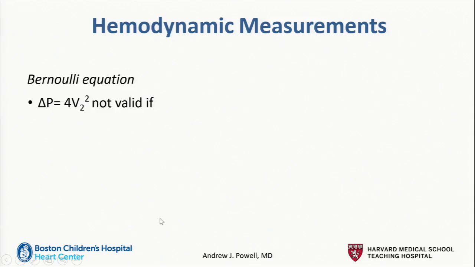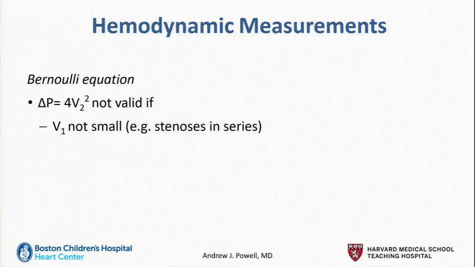So, working now from those principles, here's the Bernoulli equation, but when does it not apply? It's not going to be valid if that V1 is not small. Again, we crossed it out with that assumption, but if that other velocity is not small, then we can't apply the simplified Bernoulli equation. An example of this would be stenoses in series. Think of subaortic stenosis and aortic valve stenosis. You need to be careful because you can't neglect that proximal velocity.